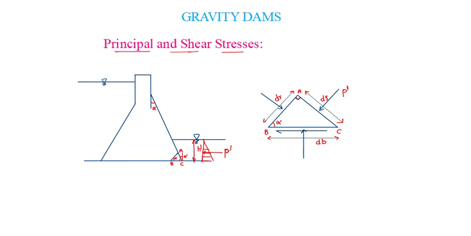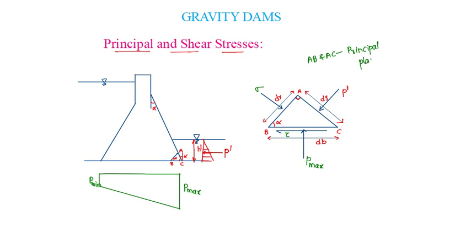On BC face, shear stress acts, that is say tau, and P max acts on BC face. When we consider the pressure distribution, maximum pressure will be at the downstream face. This is the maximum pressure, and minimum at the heel portion. So P max acts on BC, and AB will be say sigma. Since on AB and AC faces no shear force is acting, these two faces will be principal planes, and the stresses acting on them will be principal stresses.